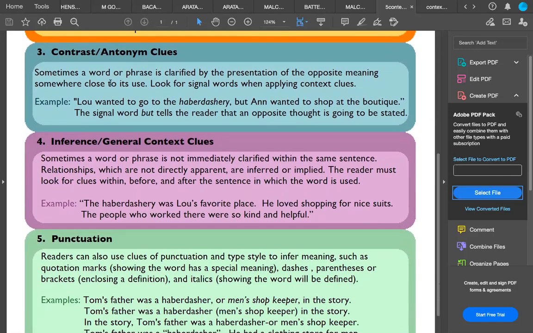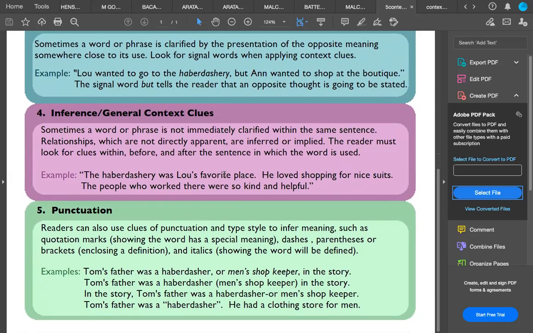Contrast. So you're using the opposite example here, or antonym, okay? Lou wanted to go to the haberdashery, but Anne wanted to shop at the boutique. The signal word but tells the reader that an opposite thought is going to be stated, okay? So if the guy wants to go to this place and shop, and she wants to go to this place, we can only assume that one would be for males, one would be for females.